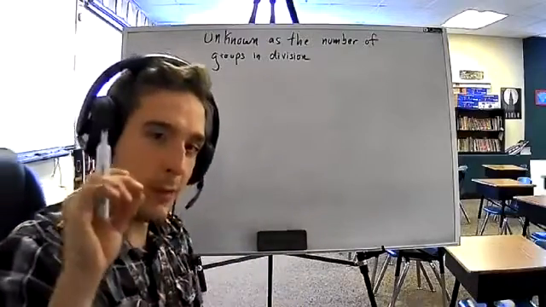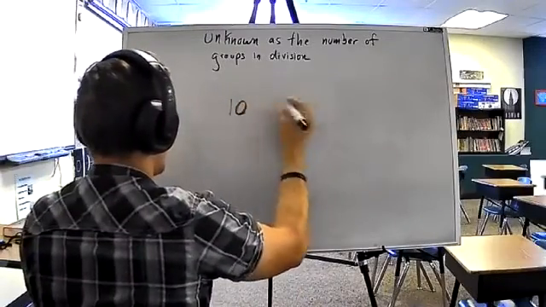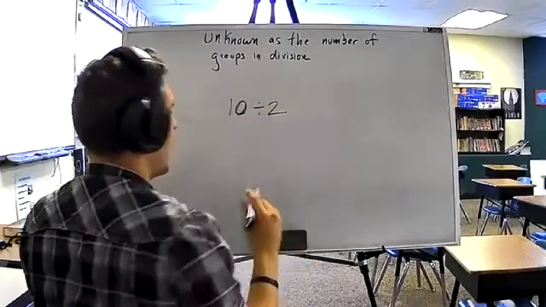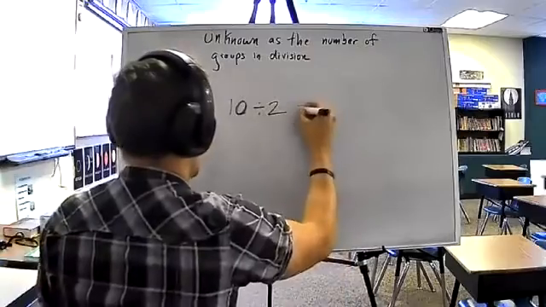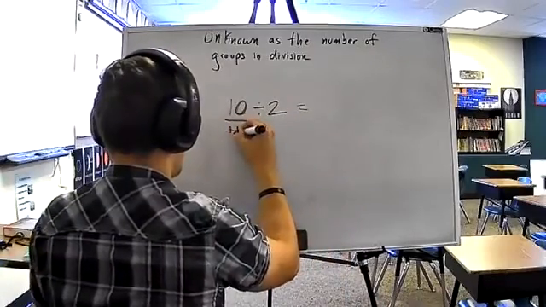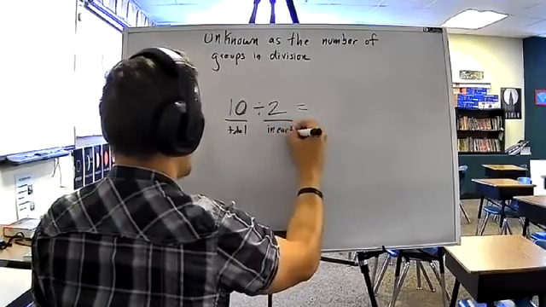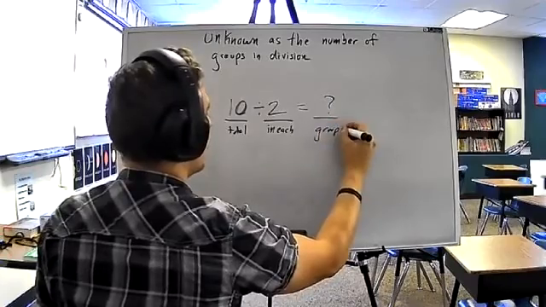I'm going to go a little bit on the other side. I'm going to go ahead and do 10 divided by 2. And once again, I'm going to specify what that 2 is. The 10 is our total, and I'm going to say 2 is in each group. And I could create a sentence for this. And that is going to be how many groups do we have.